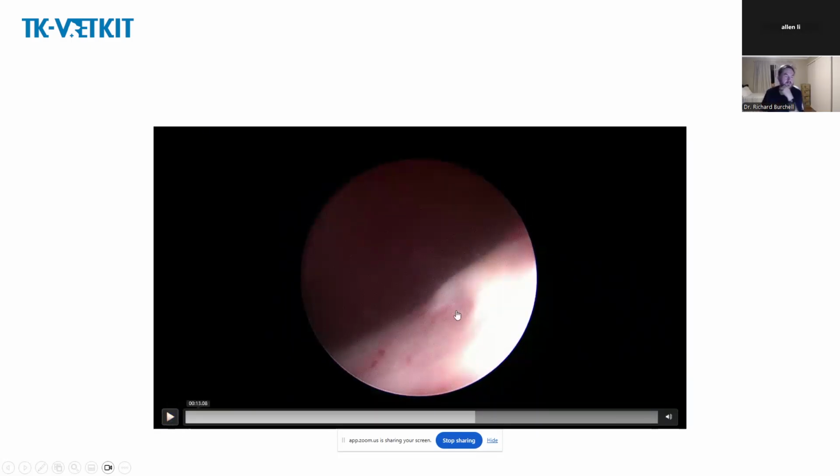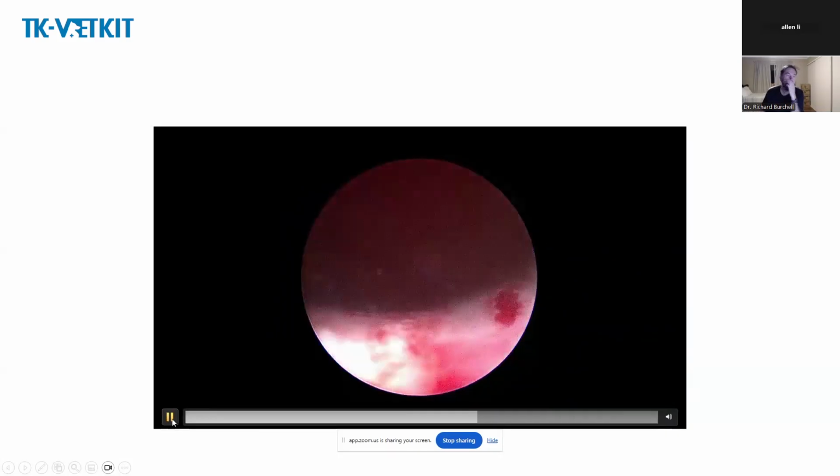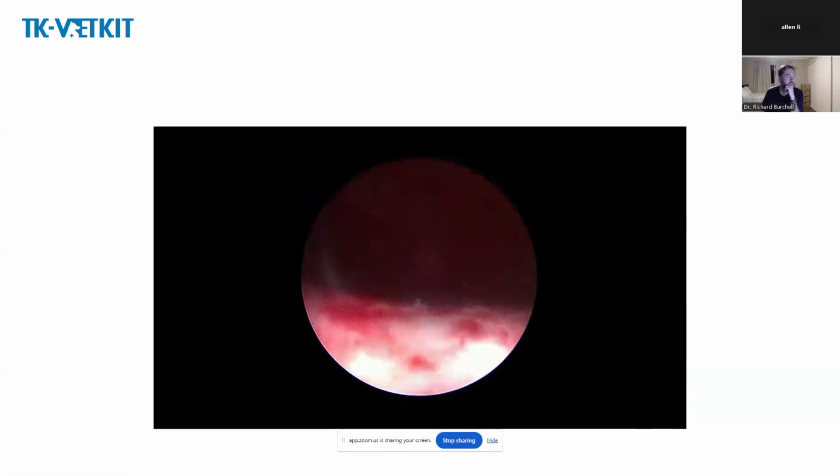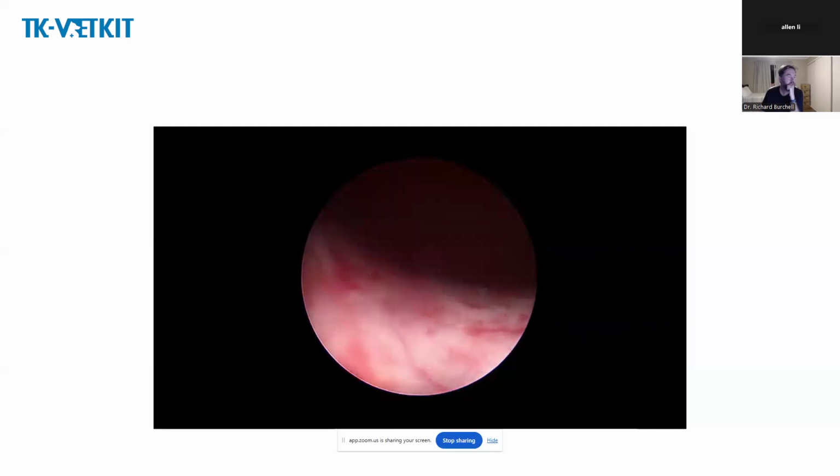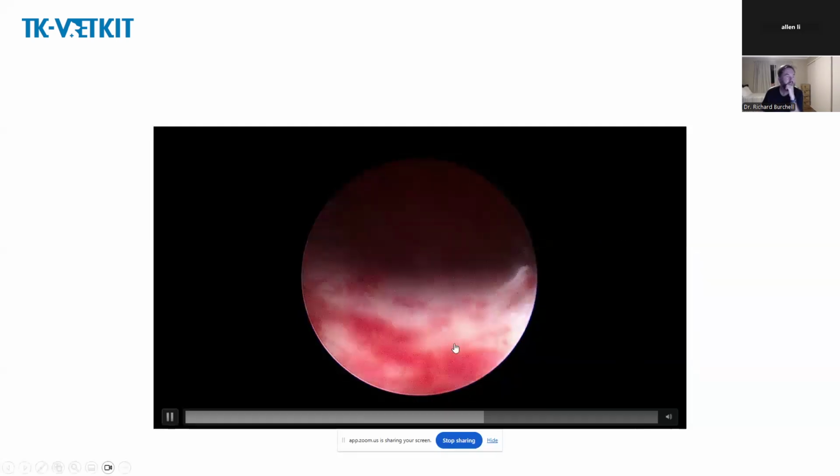So that's the urethral opening on the screen there. We found it on both sides. And then you can see, if you watch for long enough, you'll see urine discharging from that.